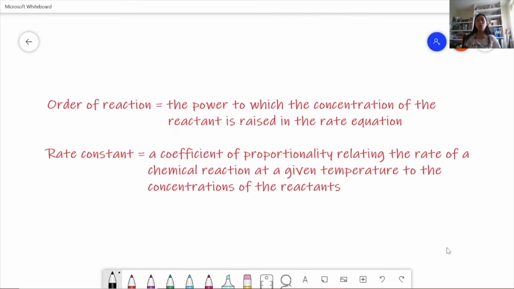So the definition of order of reaction is the power to which the concentration of the reactant is raised in the rate equation. So if we have rate equals k times the concentration of A to the power of, let's say, 2, that means that the order of reaction with respect to A is 2, and this is because this is the power to which the concentration of A is raised. And then the rate constant, which is k, is a coefficient of proportionality relating the rate of a chemical reaction at a given temperature to the concentrations of the reactants.